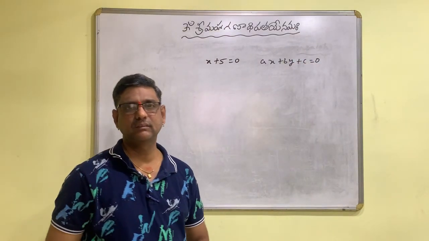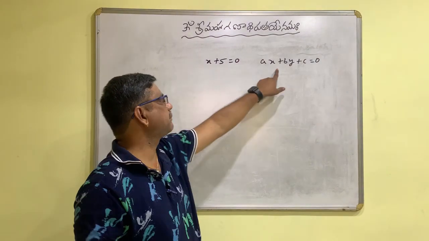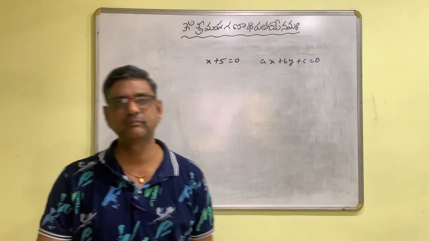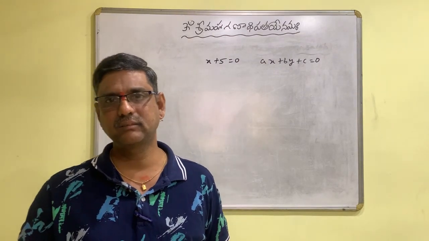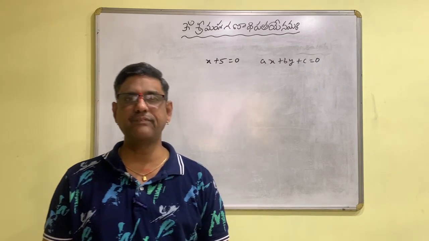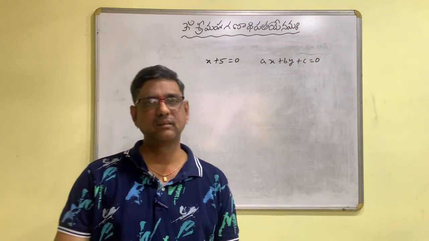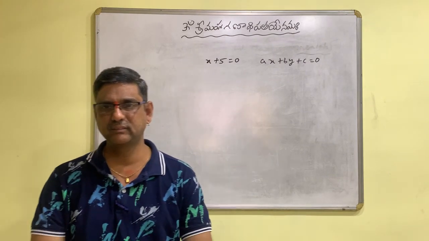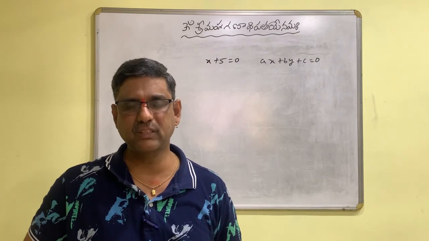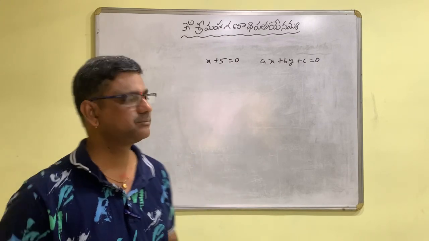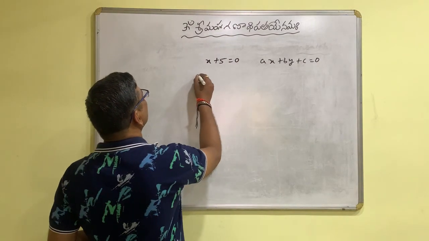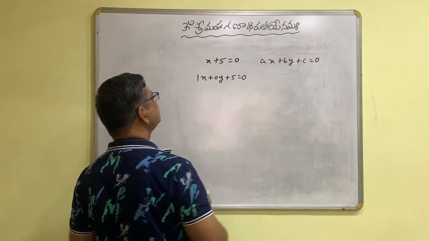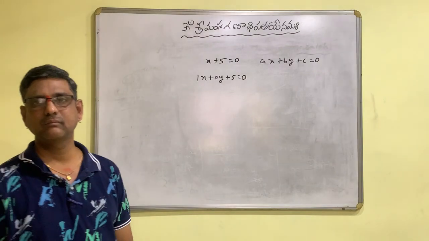Can we represent this equation in the form ax plus by plus c is equal to 0? Can we do like that? If yes, send your answers. Yeah, 1x plus 0y plus 5 is equal to 0. Correct. 1x plus 0y plus 5 is equal to 0. Okay.